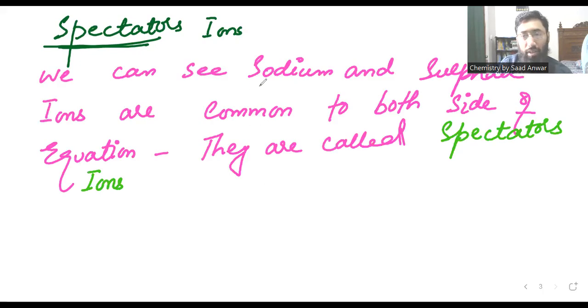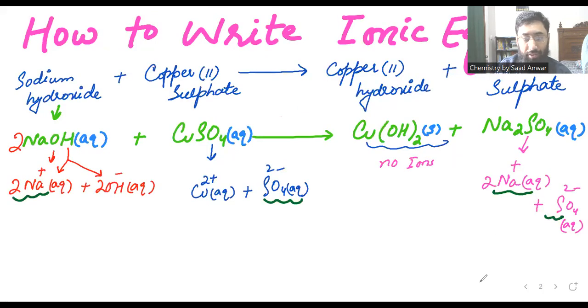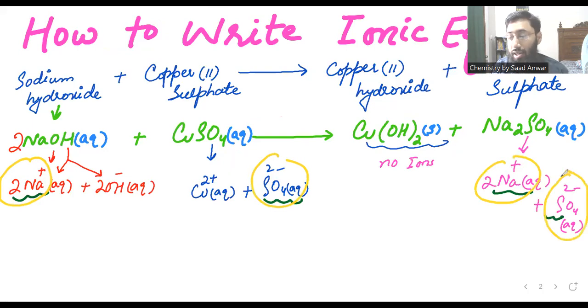We can see sodium ions and sulfate ions are common to both sides of the equation. You can see here, guys, sodium ions and sulfate ions are at both sides of the equation. They are called spectator ions, and the rule is we can cancel these ions. Like I can cancel this sodium ion with that sodium ion, and I can cancel sulfate ion with that sulfate ion.